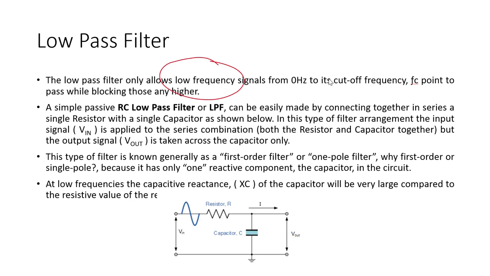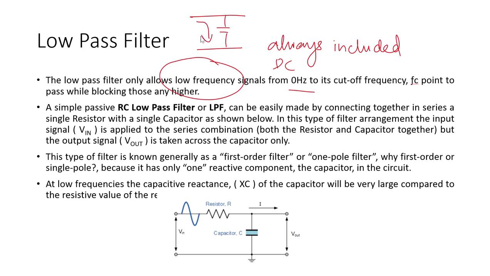So it allows low frequencies starting from 0 Hertz, so it is always included in the low pass. It will always allow a DC component to pass through it. 0 Hertz is the DC component, and we can pass the DC component by just using a capacitor. How? If we use a capacitor, the AC components will be grounded and the DC will be passed on.